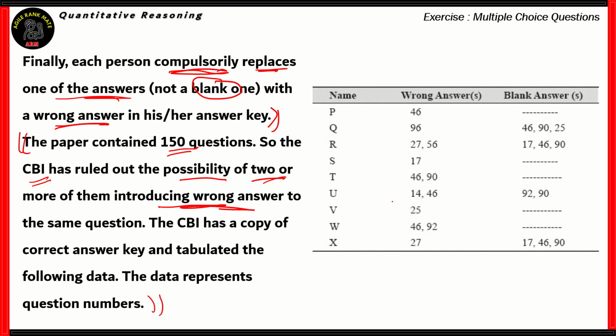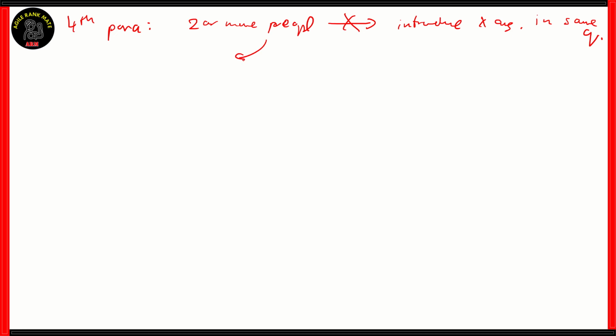So, in the fourth paragraph, we do get one important fact which can lead us to a couple of deductions. So, in the fourth paragraph, what we get is this: 2 or more people cannot introduce a wrong answer in the same question. Now from here we have 2 deductions. The first deduction is that if you have 2 answer keys with the same wrong answer, then that means both of these answer keys are copied from the same source.